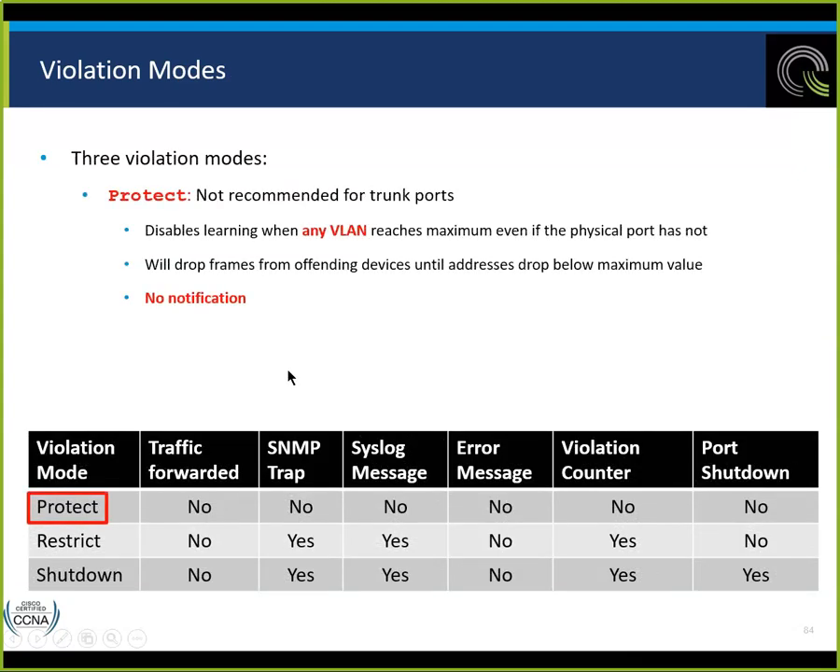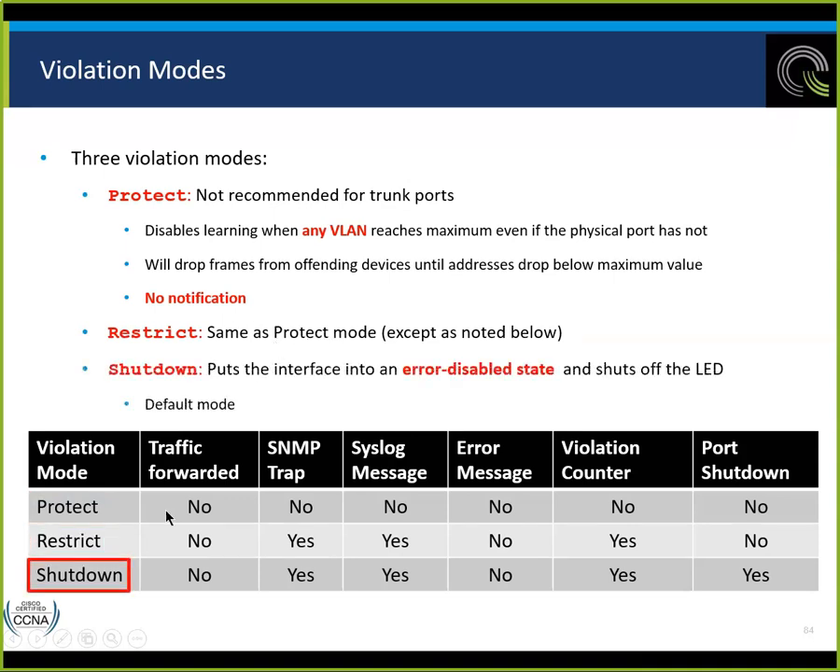The violation modes we talked about: protect disables learning when any VLAN reaches the maximum number of addresses, even if the physical port has not, and then drops the frames from the offending devices until the addresses drop below the maximum value. We don't get any notifications with it. Restrict is the same as protect, except that we get a syslog message and an SNMP trap sent to us. The violation counter is also increased, whereas it is not increased with protect mode.